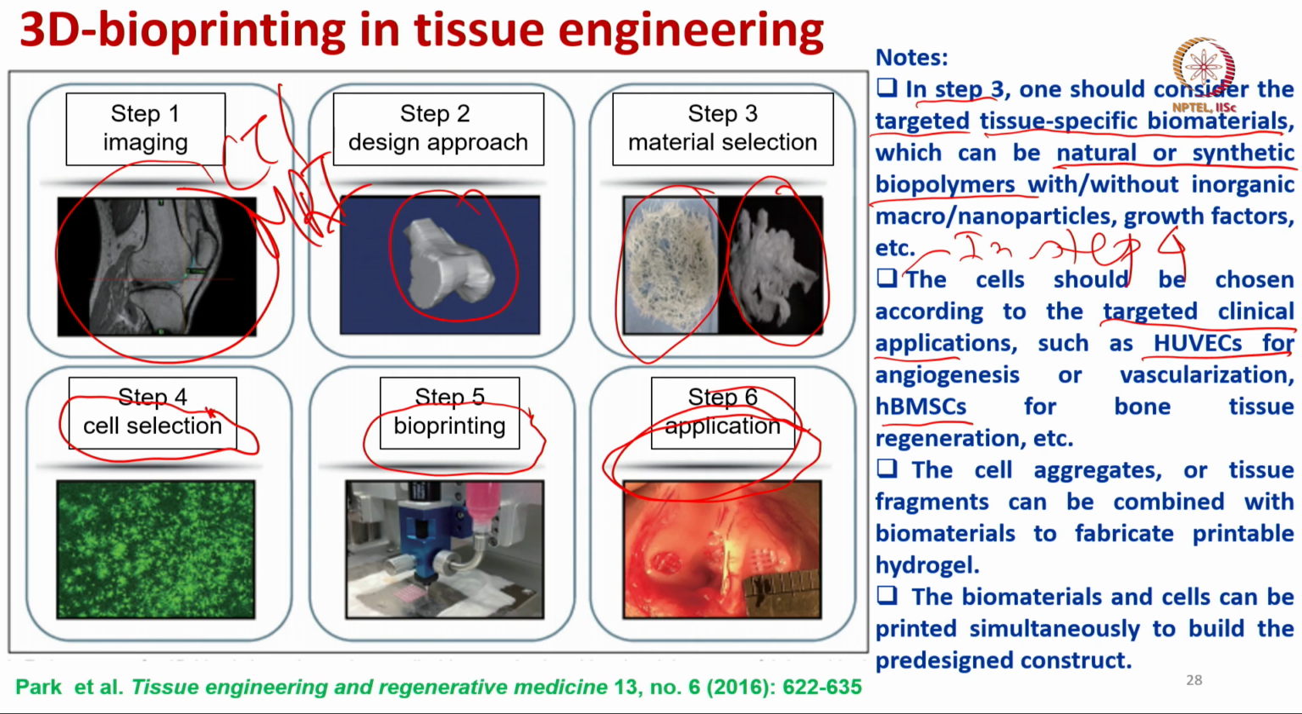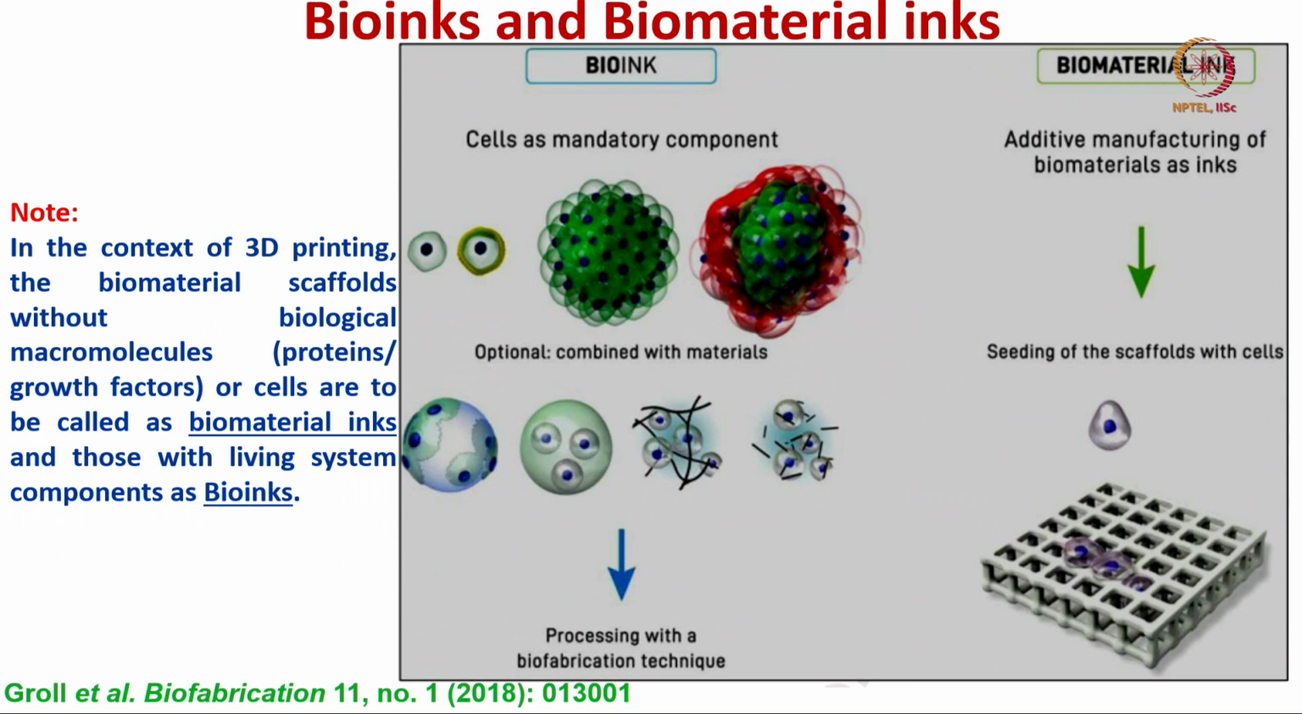Biomaterials and cells can be printed simultaneously to build the pre-designed structures. Now, the way you navigate through step 1 to step 6 and optimize particularly on the material selection part, cell selection part, tissue maturation part, which I have also mentioned, this takes years and also preclinical studies before you can construct these particular tissues and get the regulatory approval, like the way I have mentioned before, and use it for the patients.